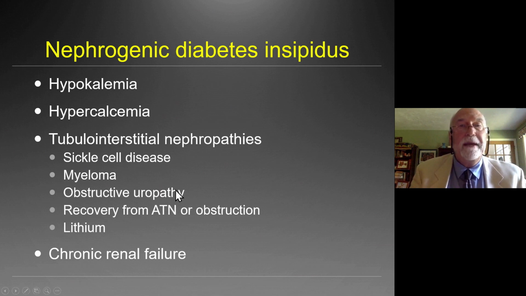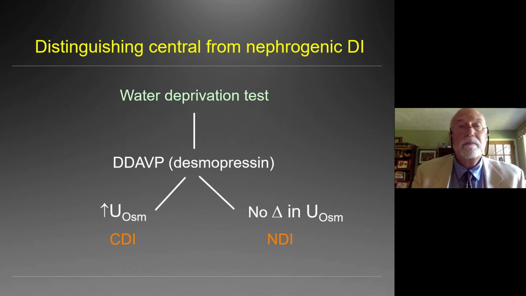So when approaching a patient with nephrogenic DI, this is a broad differential that we'll just touch on quickly: chronic hypokalemia, chronic hypercalcemia, a variety of tubulointerstitial diseases, including sickle cell, multiple myeloma, obstructive uropathy, recovery from ATN, or the most common one in the outpatient setting would be chronic lithium use. And then, of course, chronic renal failure can also lead to this condition as well.